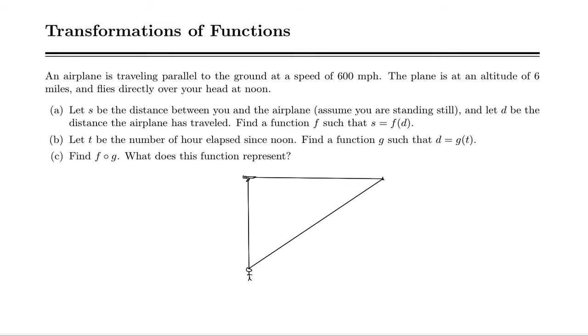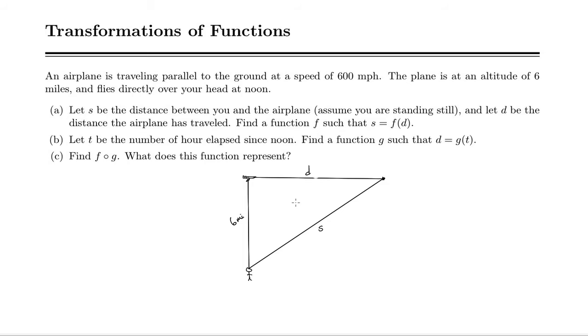We've got a triangle. We know that this altitude is 6 miles. So 6 miles. And s is the distance between us and the airplane. So us and wherever the airplane is. So we'll call that, there's our s. And then d is the distance the airplane has traveled. So there's our d.